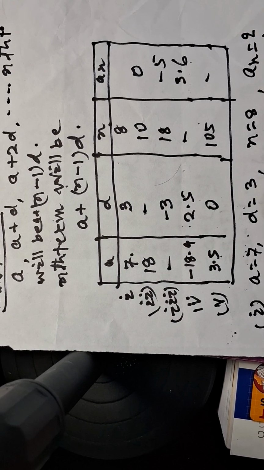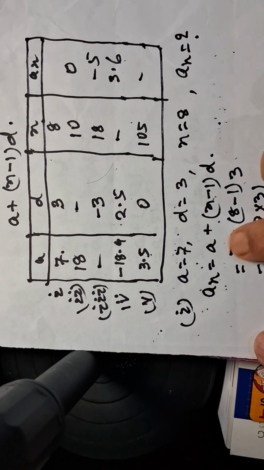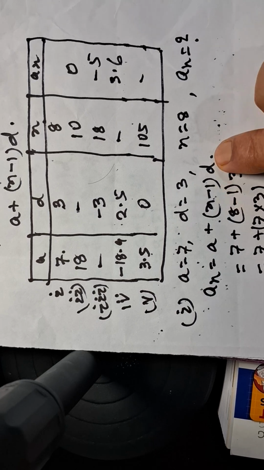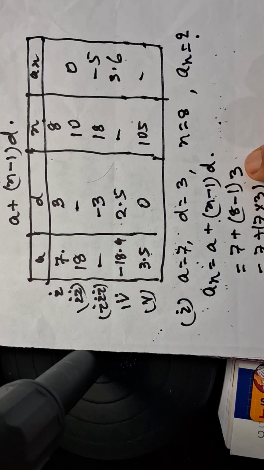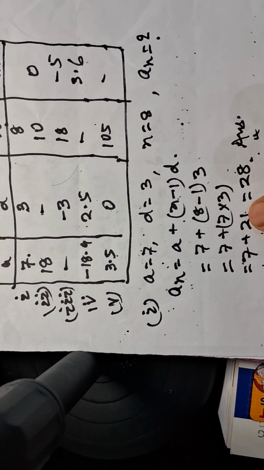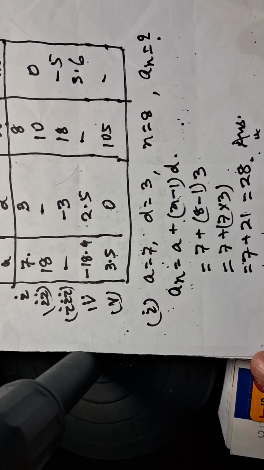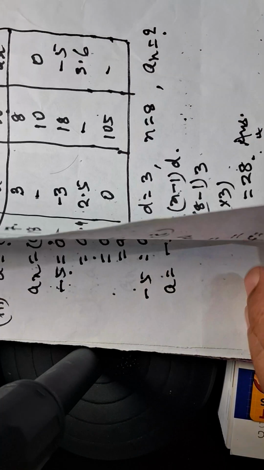Last term an is equal to, this is the formula, a plus n minus 1 into d. An is equal to 7 plus 8 minus 1 into 3, 7 plus 7 into 3, 7 plus 21 is equal to 28. Then the an will be 28. Next, second question.